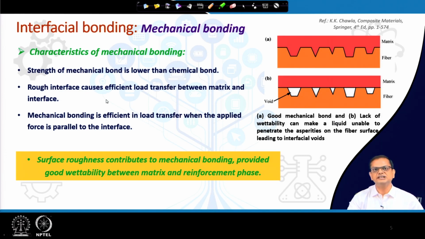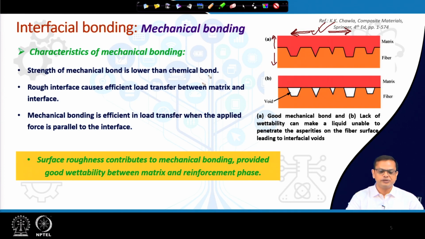Rough interface causes efficient load transfer between matrix and reinforcement. I have mentioned it a few times in my classes, so I do not think I have to explain that. Mechanical bonding is efficient in load transfer when the applied force is parallel to the interface. That is another important factor. How the load is being applied is also important. Now, in this particular case, the load is being applied in this direction or in this direction. Obviously, you can see here if the load is being applied parallel to the surface, not perpendicular, in this case the mechanical bonding obviously would be better, no doubt about that.